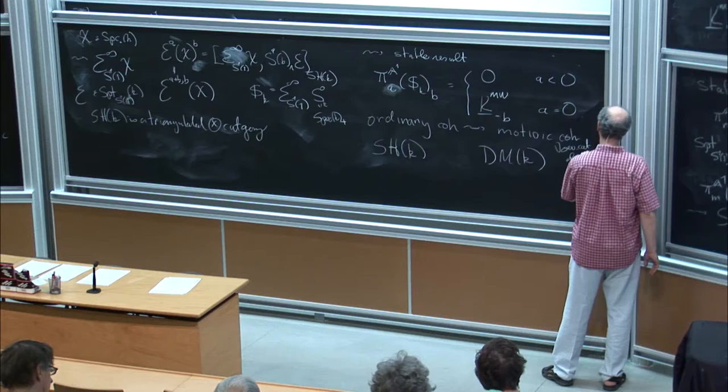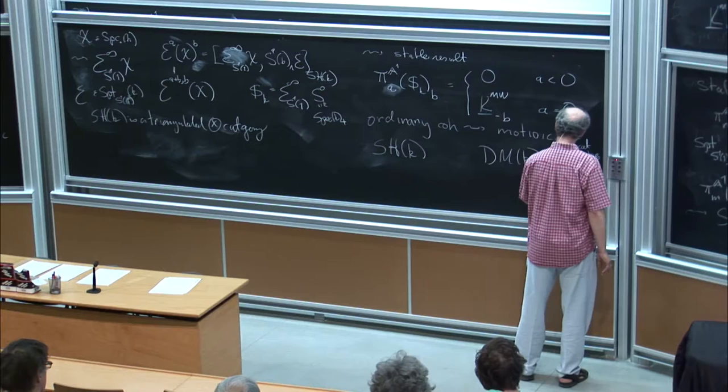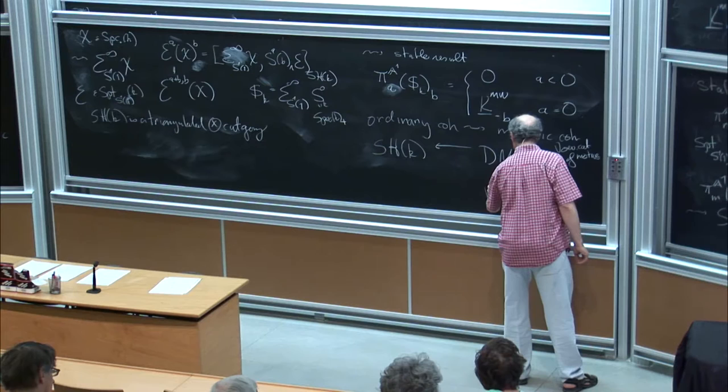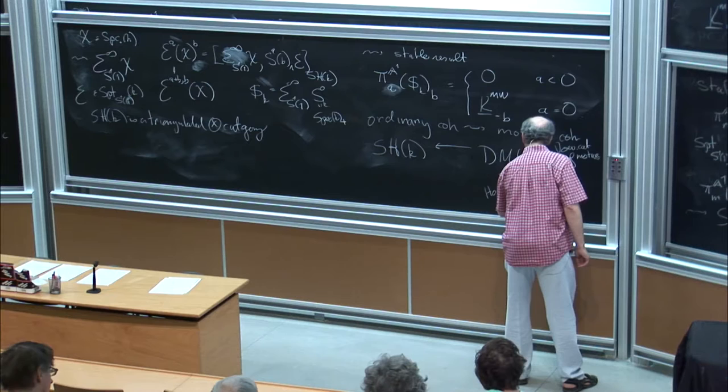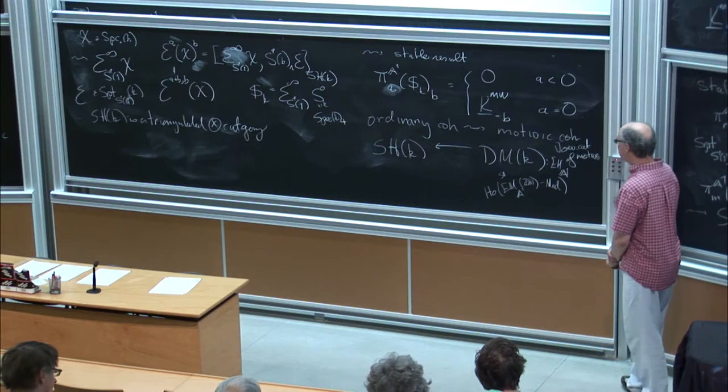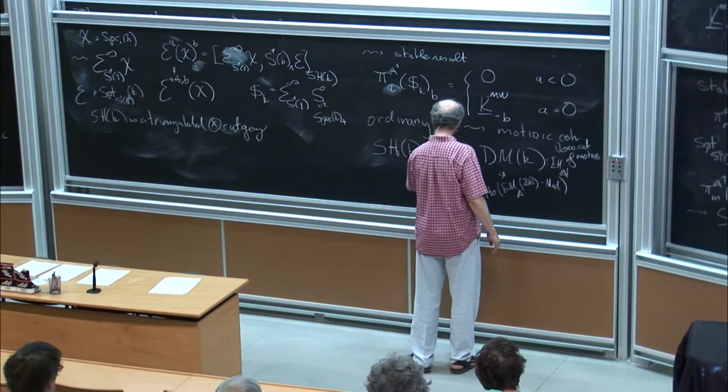There's an A1 Eilenberg-MacLane functor in this direction. And at least in characteristic zero, this is the same thing as the homotopy category of modules over Z of zero. So there's a Tate object, Z of zero, in here. And this is the same as the homotopy category of modules over that Eilenberg-MacLane spectrum. And you have an adjoint functor in the other direction, which is the free functor.